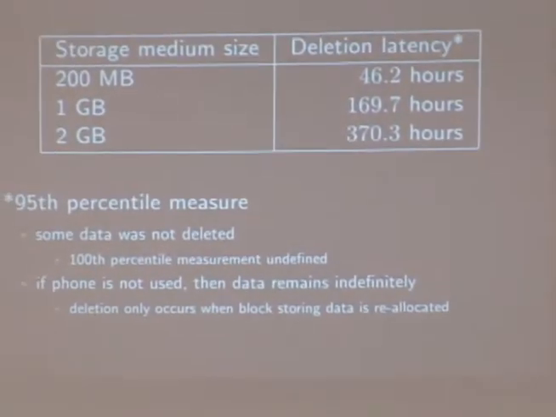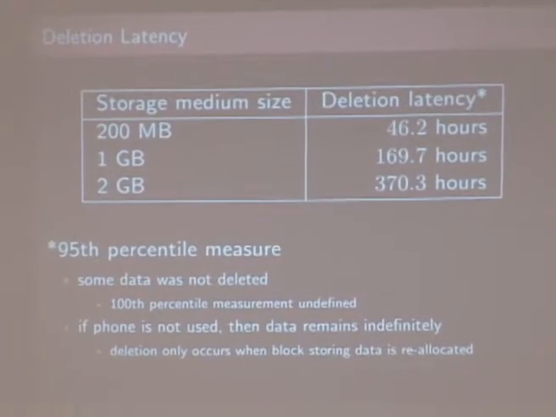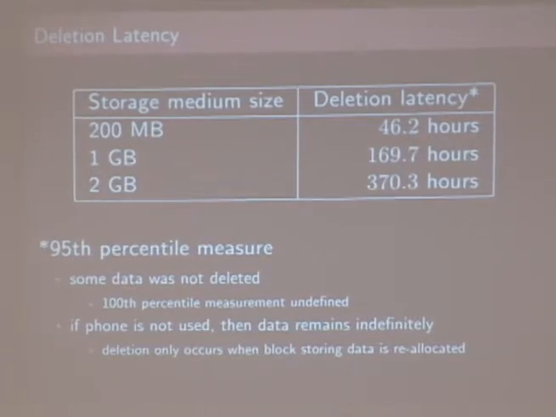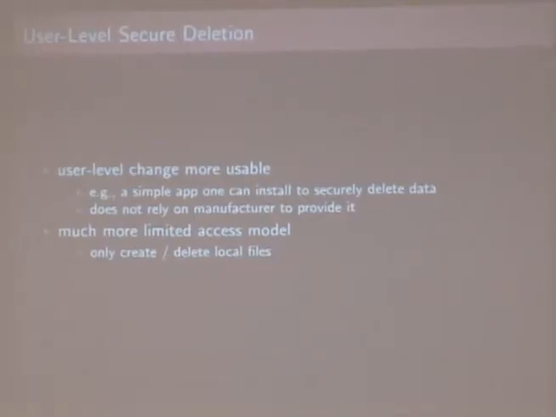You actually have to be using the phone, writing new data to it, for this inevitable churn to occur. And so we conclude that this is a problem. What can we do about it?